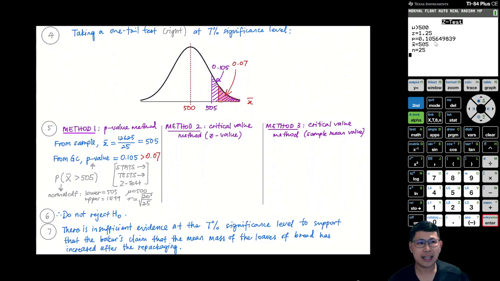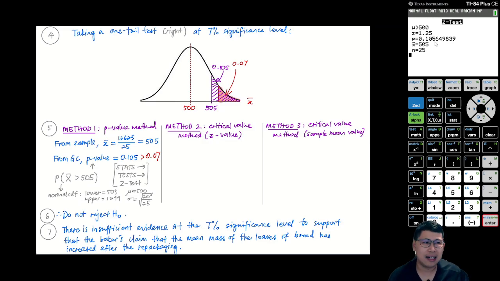Technically there are two functions in the calculator that can help us to get this p-value. Once again, the p-value refers to this particular probability. There are two ways to get it. The easier way is to look at the test, the z-test. The other way is to get it from normal CDF. So this is method 1, the p-value method.